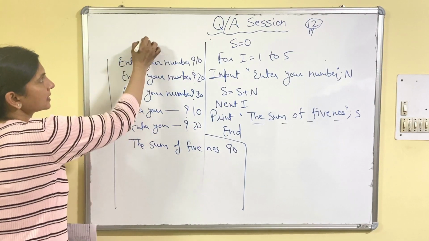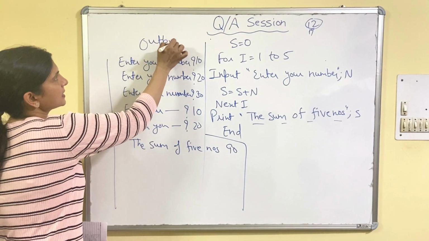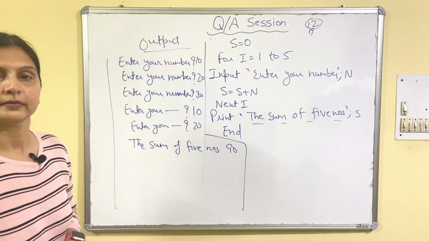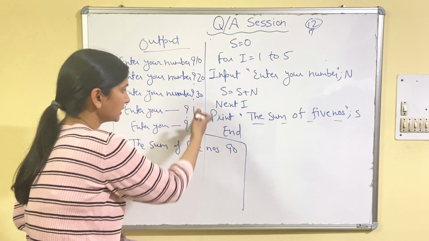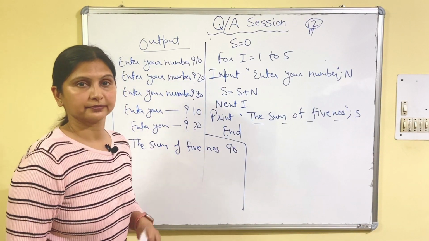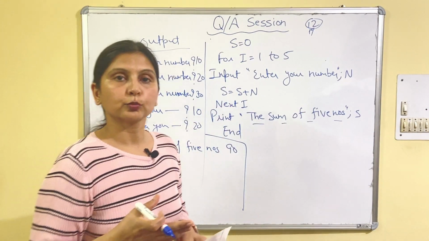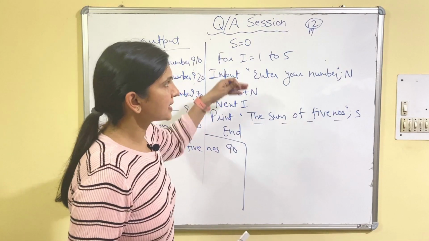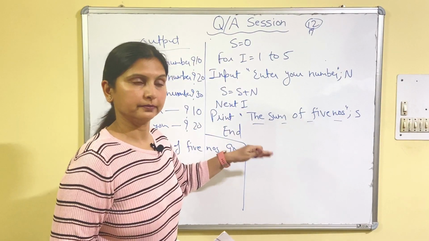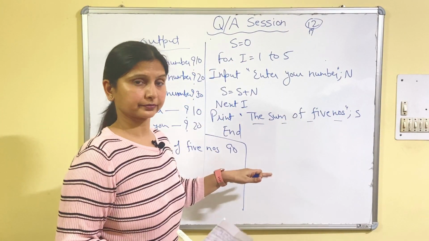Fine. So this complete you have to write. This is the output of this program. So it depends upon these numbers, your result. Okay, so in any program, if output is asked, we will go step by step from top to bottom. Fine, I hope it is clear.